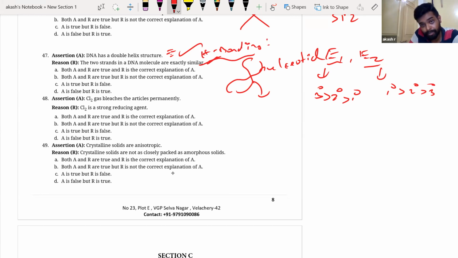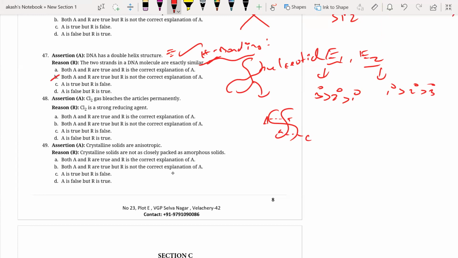Because of that, if this is one strand, there is another strand like this, and you will have an interaction between A and T, and an interaction between G and C, across two different strands, right? So the reason is not that they look similar, but that they have hydrogen bonds between them. Between one strand and the second strand you have hydrogen bonding. So again, both A and R are true, but R is not the correct explanation for A.